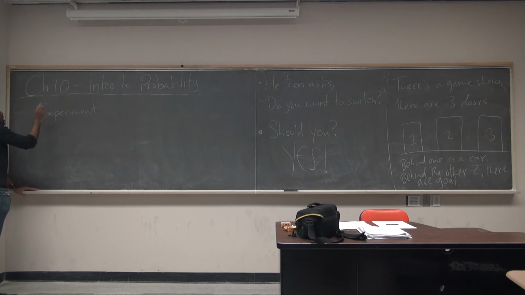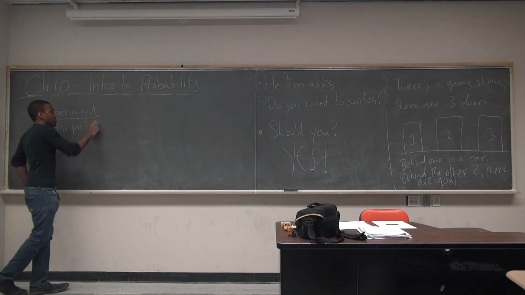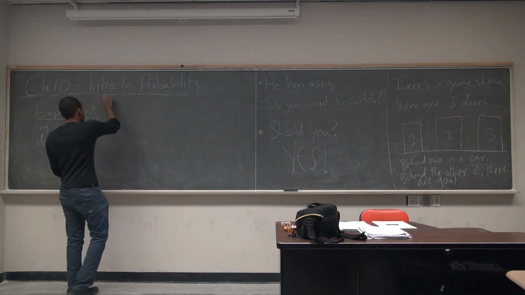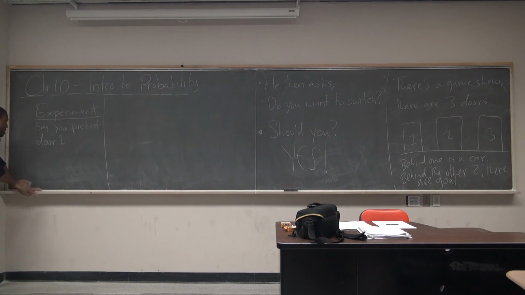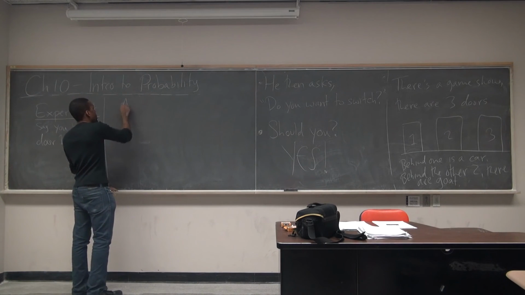So let's do it by experiment. Let's say, without loss of generality, say you picked door 1, right? And say, let's actually write it up. What are the possibilities? Door 1. Let's look at all possibilities, right?